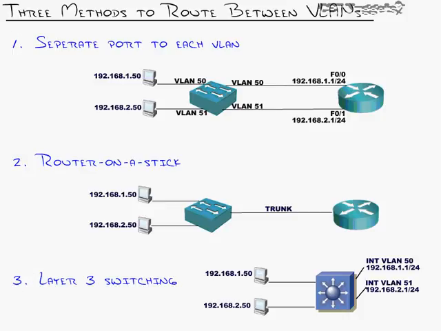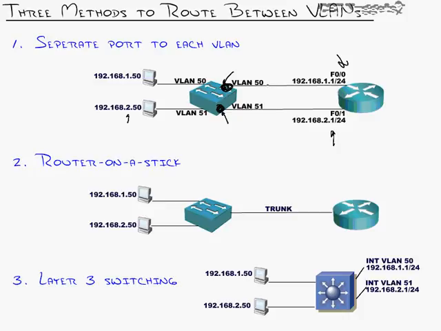So first off, separate port to each VLAN. Now you can see that we've got a little example here. We've got two VLANs, VLAN 50 and 51. This computer up here, we'll say 1.50, is assigned to VLAN 50, and this computer right here, 2.50, is assigned to VLAN 51. Now we could go to our router and plug it in to a switch, put one port into VLAN 50 and assign that port to VLAN 50 right here on the switch, put the other port into VLAN 51 and assign that port to that respective VLAN, configure these with respective IP addresses from each subnet.